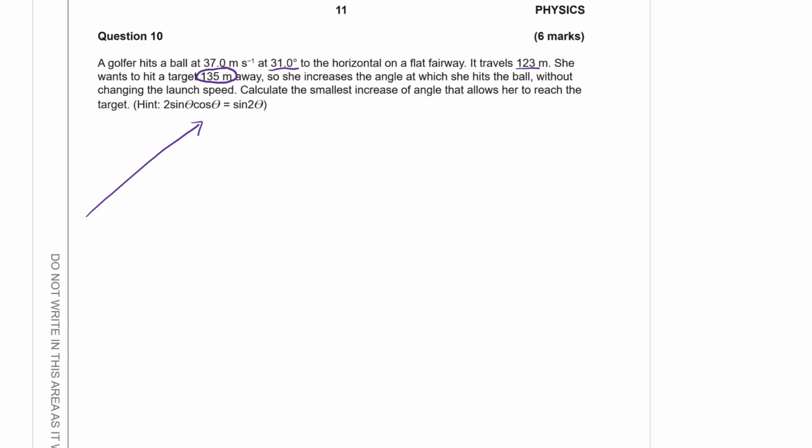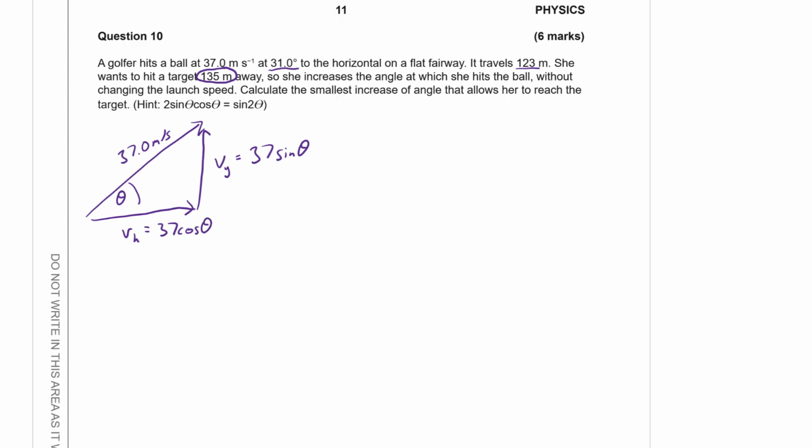So if we've got a ball being hit with a velocity of 37.0 meters a second, we know that the upward velocity, or the y component of that velocity, is going to be 37 sin theta, where this here would be your theta, and this would be your horizontal velocity, which would be your 37 cos theta.